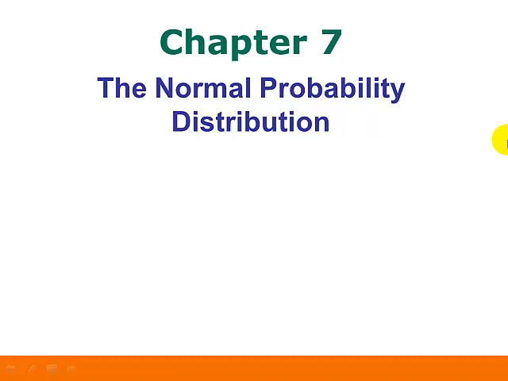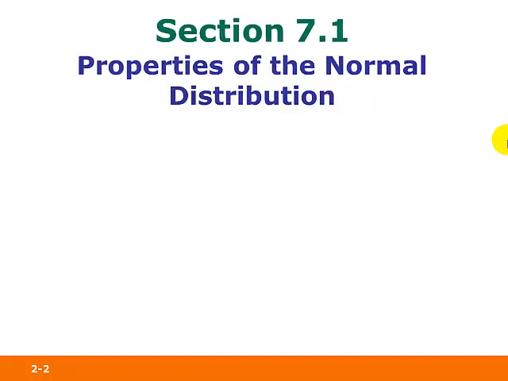Hi, this is your video for Chapter 7, and in this chapter we're only going to cover sections 7.1 and 7.2. Section 7.1 is about properties of the normal distribution.